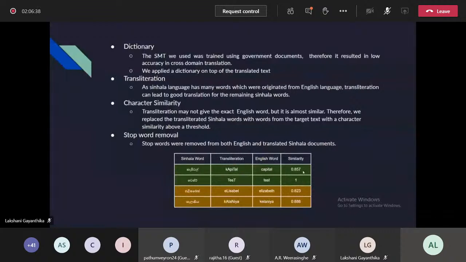And then stop words are the words which occur highly in the documents and which contain no meaning. So we removed stop words from both English and translated Sinhala documents.